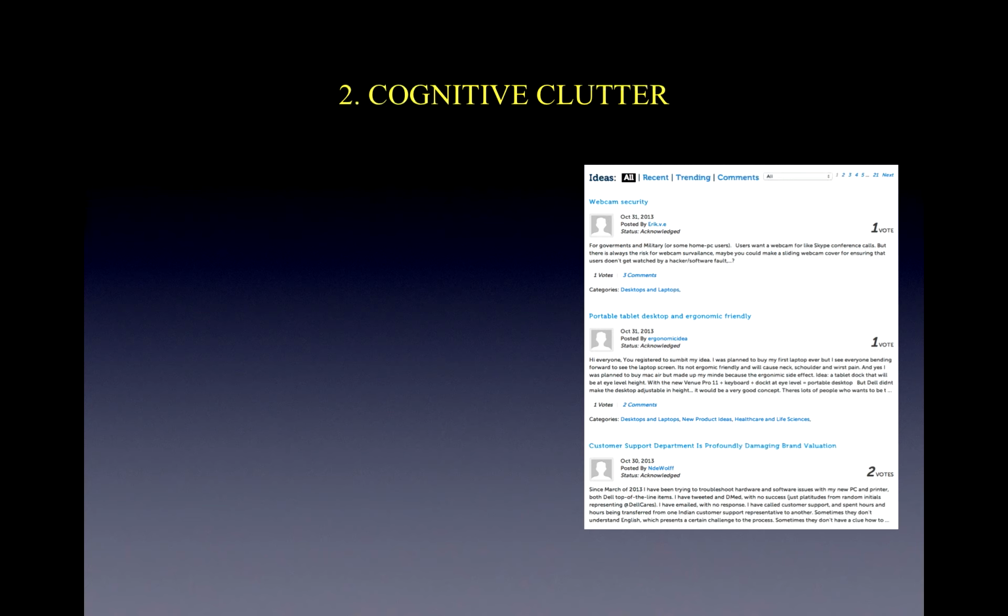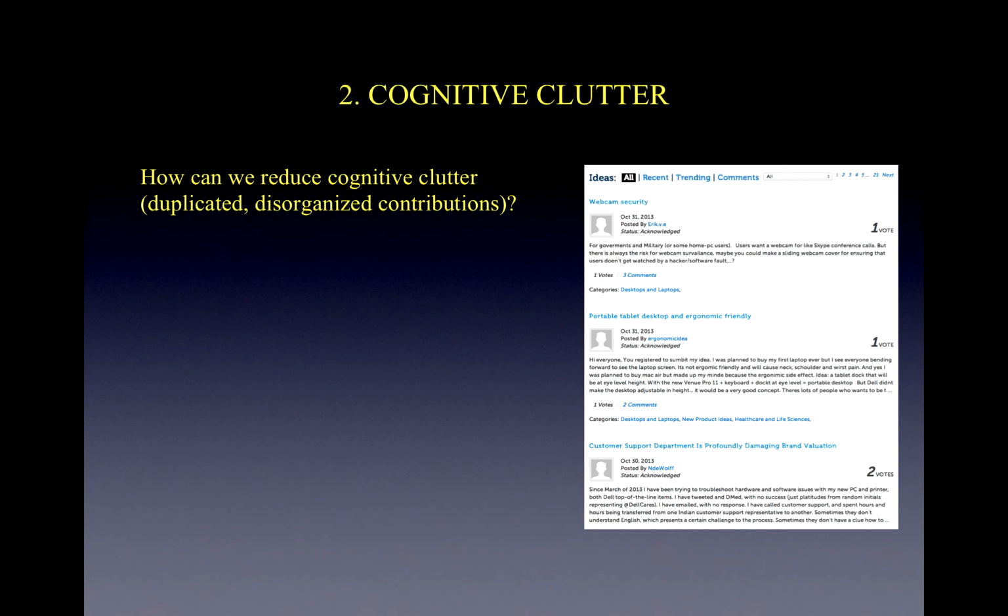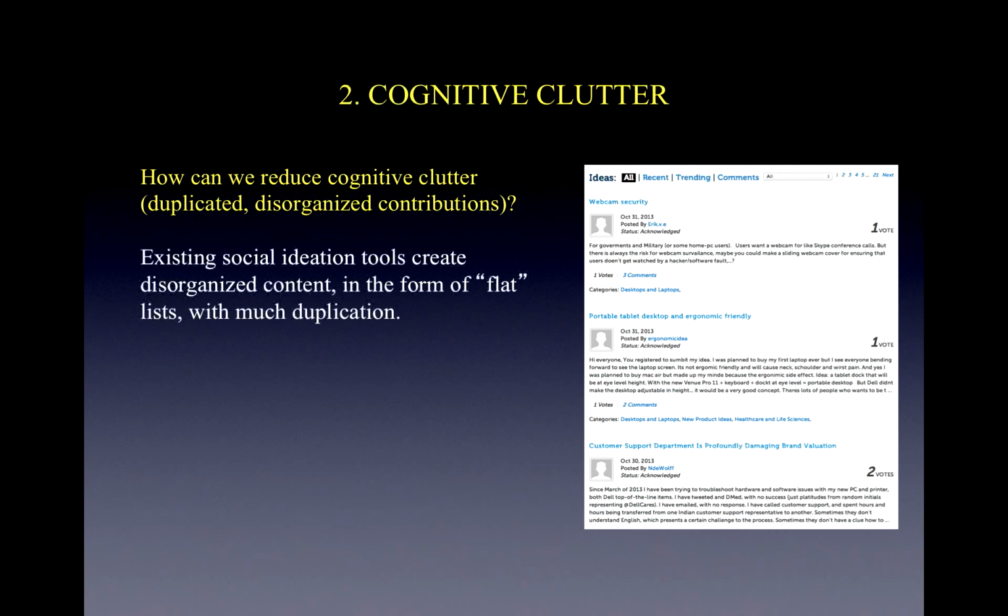A second important pain point is the idea of cognitive clutter. And the question is, how can we reduce cognitive clutter produced by social ideation tools? Existing tools tend to create flat, disorganized lists with much duplication. This picture, for example, is an example of the set of ideas in the Dell IdeaStorm ideation tool. And this is just part of one page of 21 pages. Finding ideas in any particular topic is very difficult. You basically just have to read the whole thing.